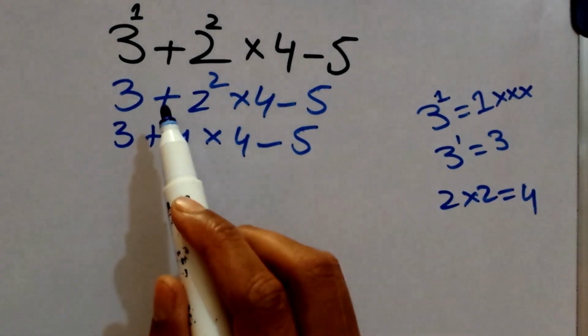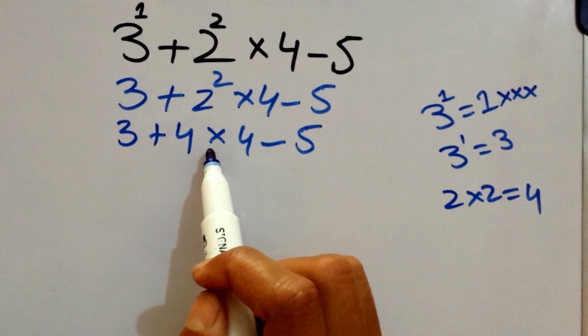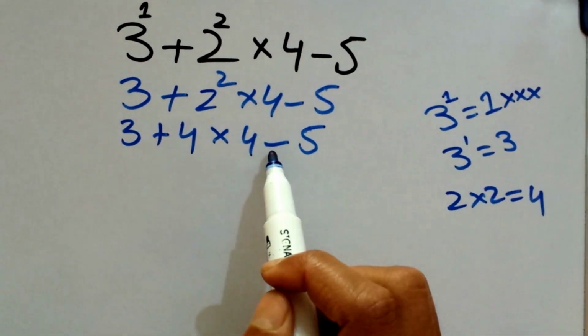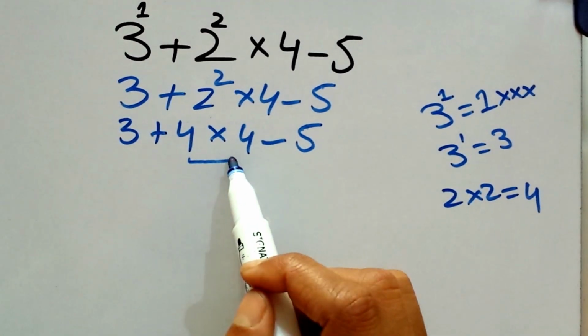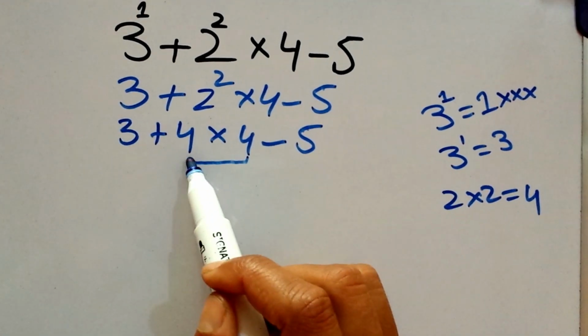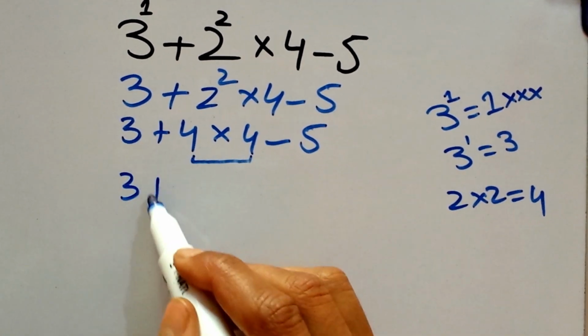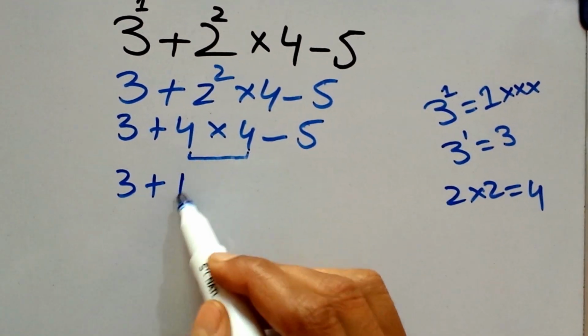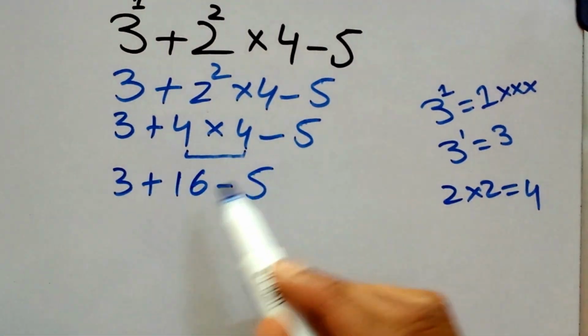Now multiplication and division must be done before addition and subtraction. So follow the order of operations. We use the PEMDAS rule. Multiply first. So 3 plus 4 times 4 equals 16 minus 5.